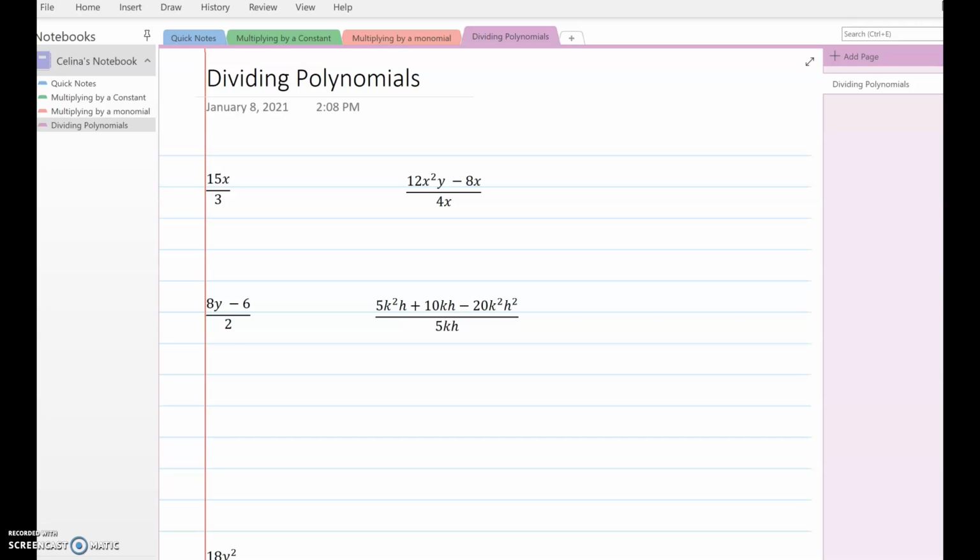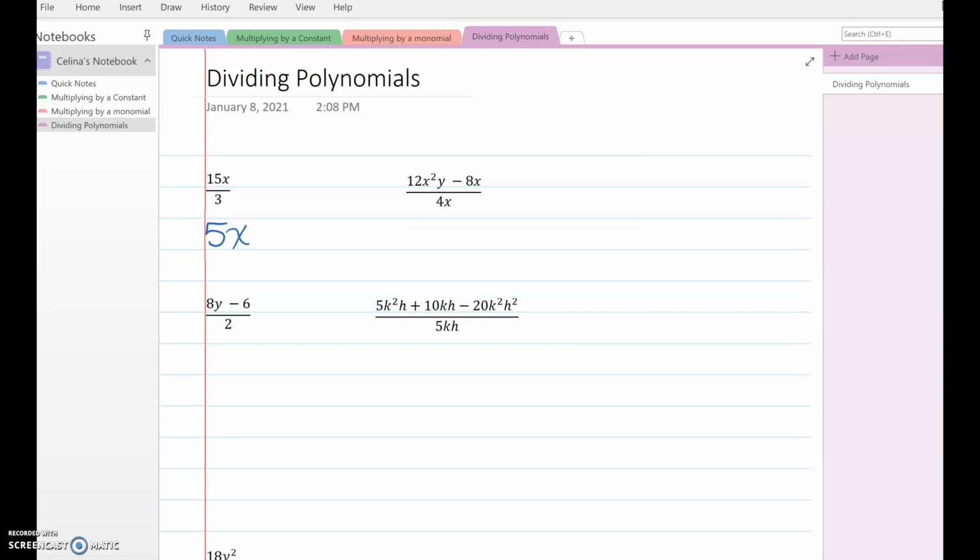All right, we're going to divide polynomials by a constant or a monomial. So this first example here, we have 15x divided by 3. Just like multiplying, we go numbers by numbers, variables by variables. So 3 goes into 15 5 times. And then we have an x. There's no x on the bottom, we can't cancel anything out, so that x just gets carried down.